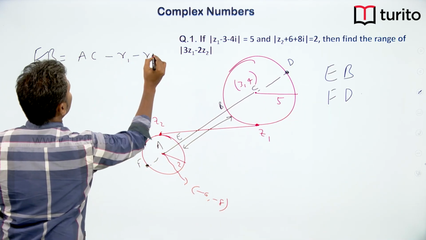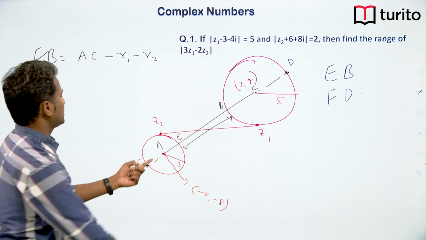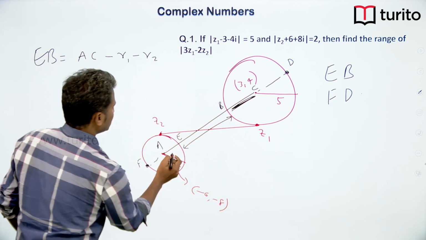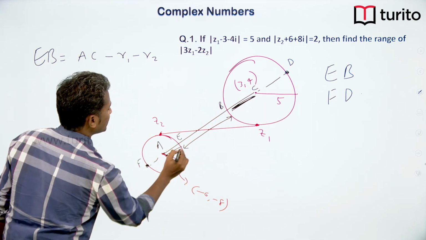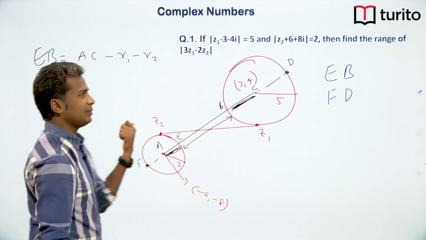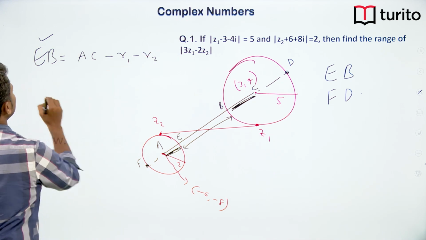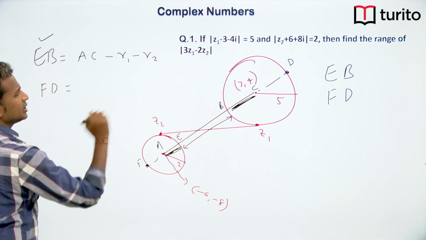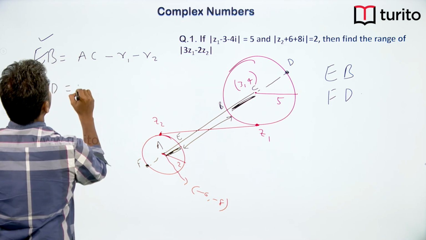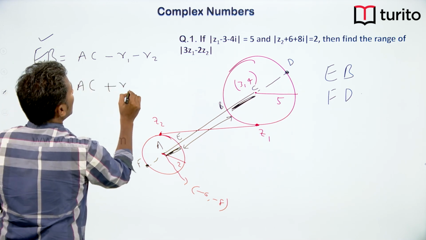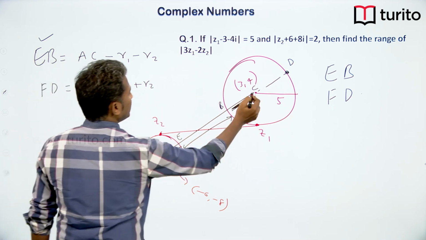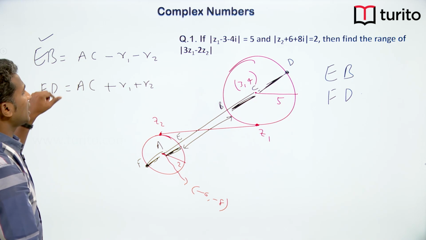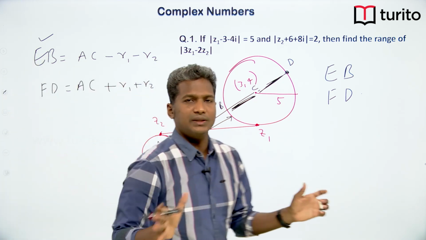AC minus R1 minus R2, because from AC if you remove this part, which is R1, and if you remove this part also, you will get EB. So, EB can be calculated this way and FD also can be calculated in a similar way. That can be written as AC plus R1 plus R2. So, with AC we have to add R1 and R2. That way you can calculate the maximum and minimum distances.